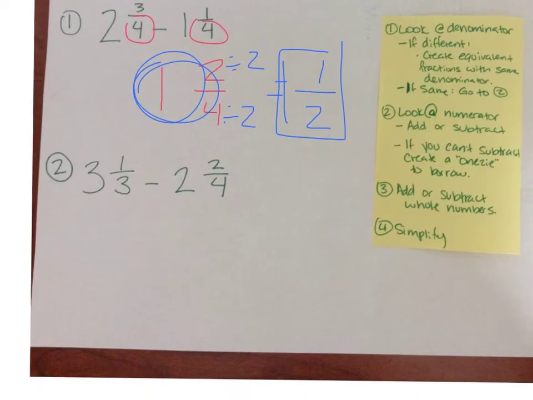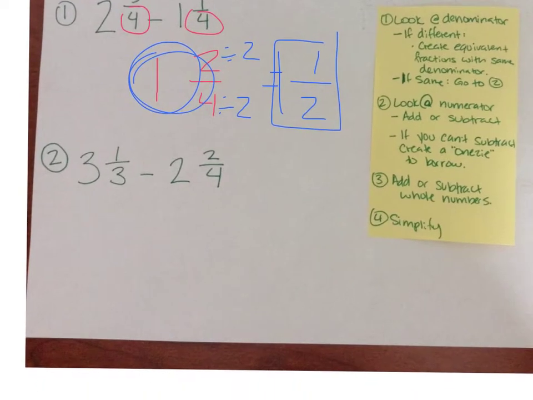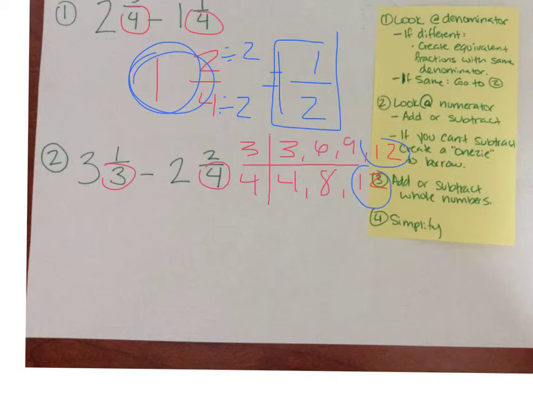Okay, looking at our second one, this is where we're getting tripped up in class. This one's a little bit more difficult. So we look at step 1, look at our denominators. We have 3 and 4. Those are different. So now we're going to create our table, 3 and 4, to create our common multiples. We're going to count by 3s: 3, 6, 9, 12. 4, 8, 12. You can see that 12 is our common denominator. When 3 and 4, it's always going to be 12.